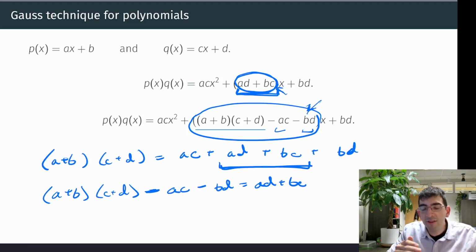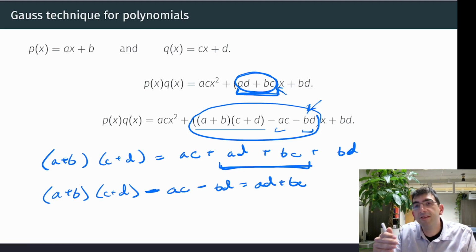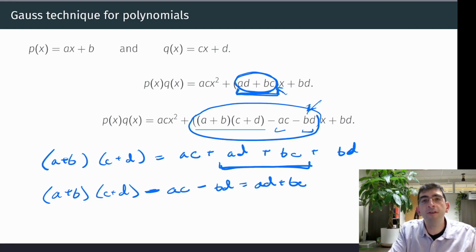But even though we're increasing the number of additions and subtractions, that reduction in multiplications is huge because it reduces the number of recursive calls. Recursive calls are way more expensive than a few extra additions and subtractions.